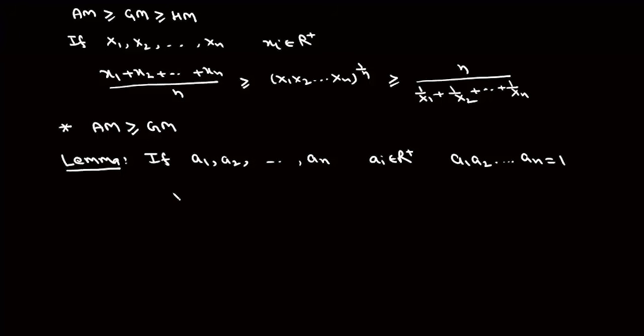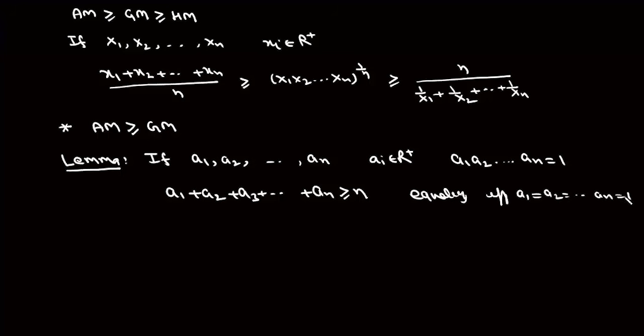Then the result is a1 plus a2 plus a3 up to an will always be greater than or equal to n. And we'll get this equality if and only if a1 equals a2 equals an and it is equal to 1. Now we'll prove this case by induction. So first step is we'll prove the base case. So let us take a positive number a1 such that the product is 1. So that means a1 is 1.